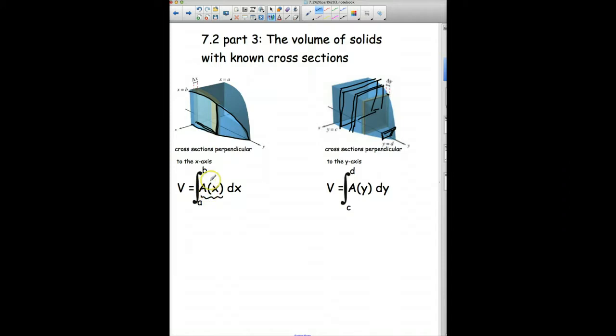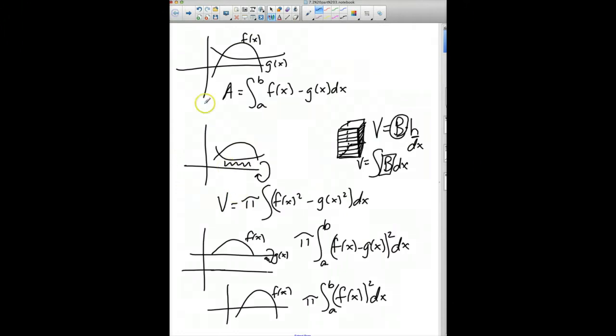So the only way that these types of volumes with known cross sections are going to have a pi in them is when the cross section itself is a circle. Remember back here, we didn't have a pi here because we were just finding area. Here we were finding volume.